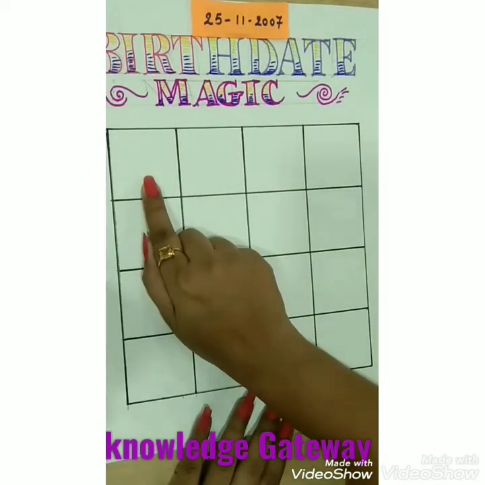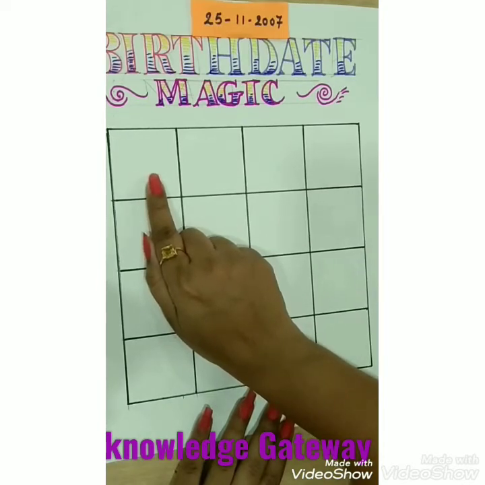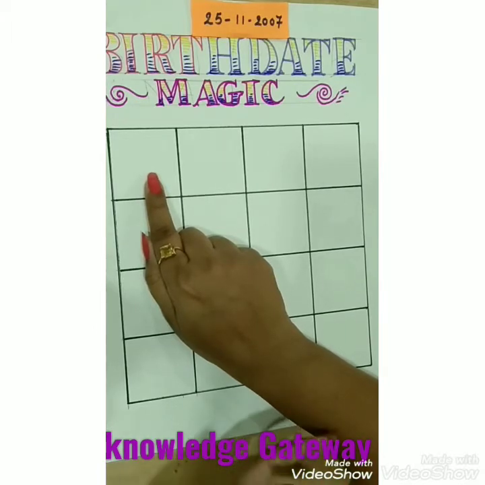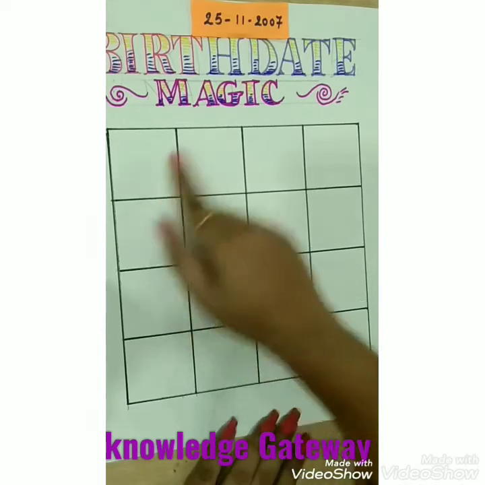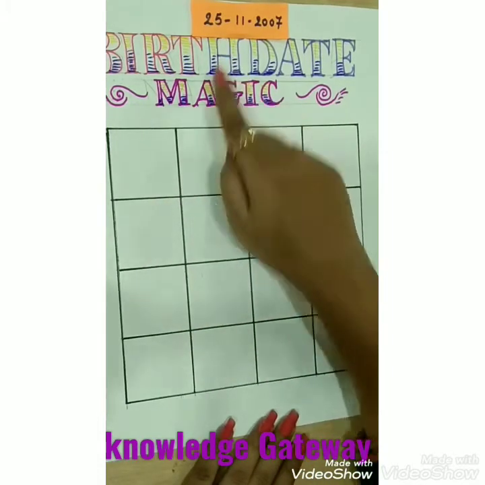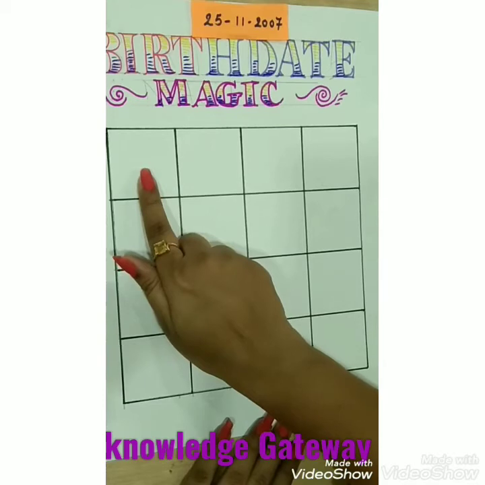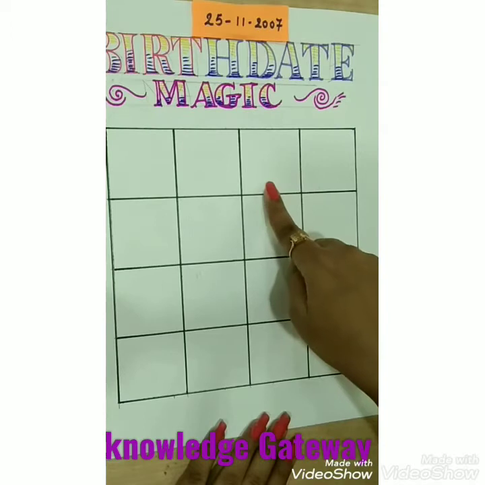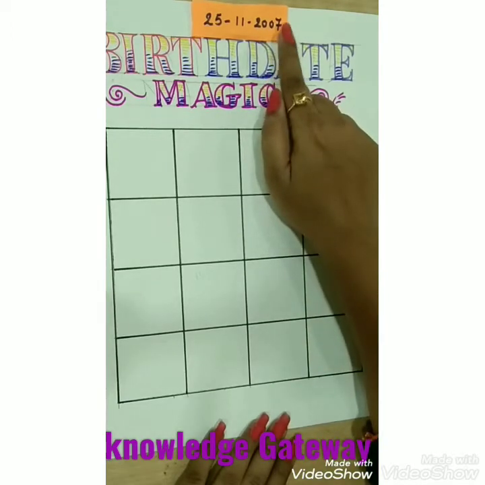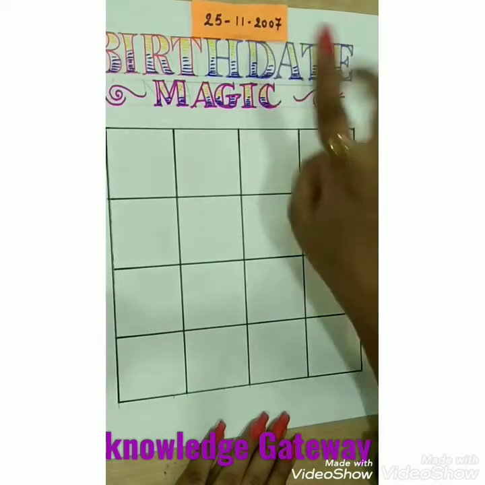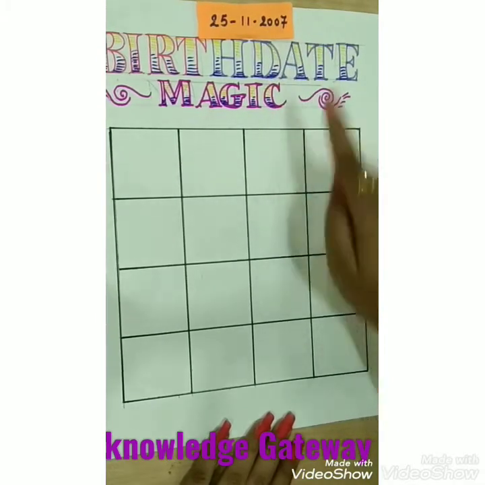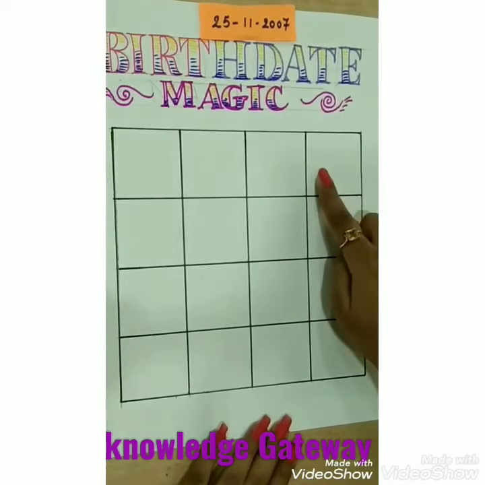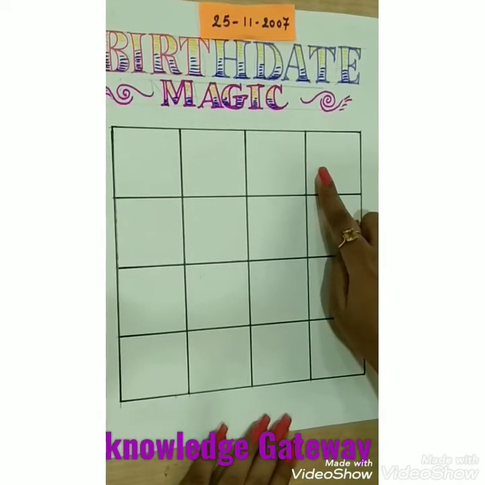Means in this block if you are taking any number, you have to take from 1 to 99, not more than 2 digits. But whenever you are taking your birth date, it is from 1 to 31, but obviously here I will take 25. So in the first block I have to write 25, in the second block I have to write 11, in the third block, now I have a 4 digit number, you can see here, because our year is a 4 digit number. So I will take the first 2 digits here and the last 2 digits here. I hope you all can understand this thing.